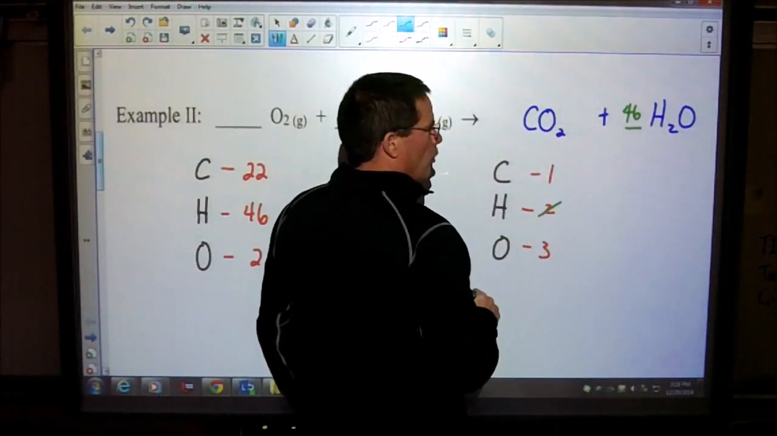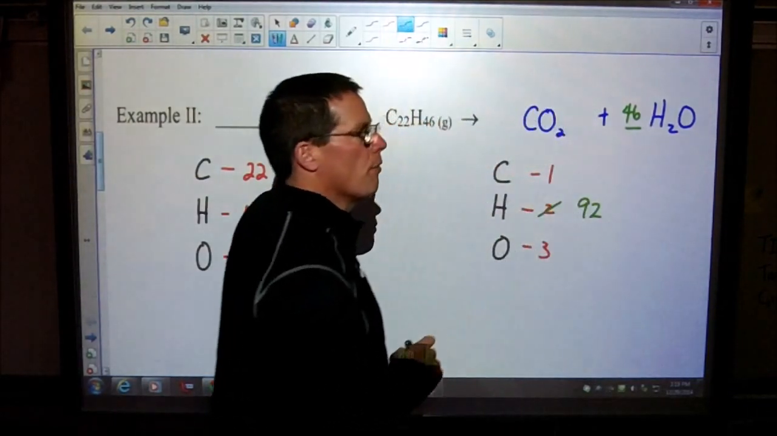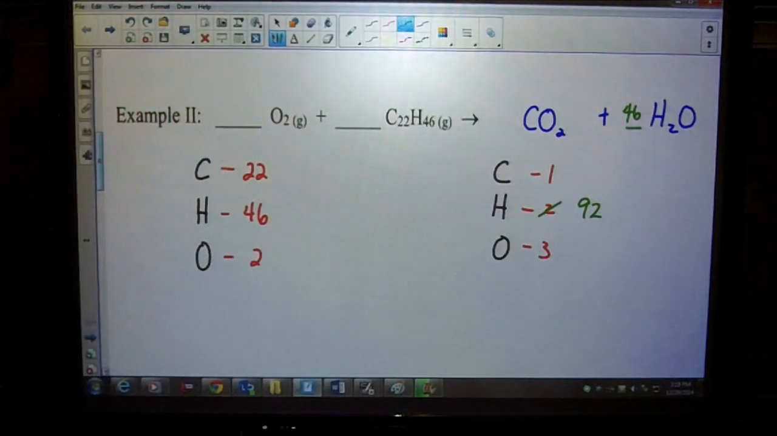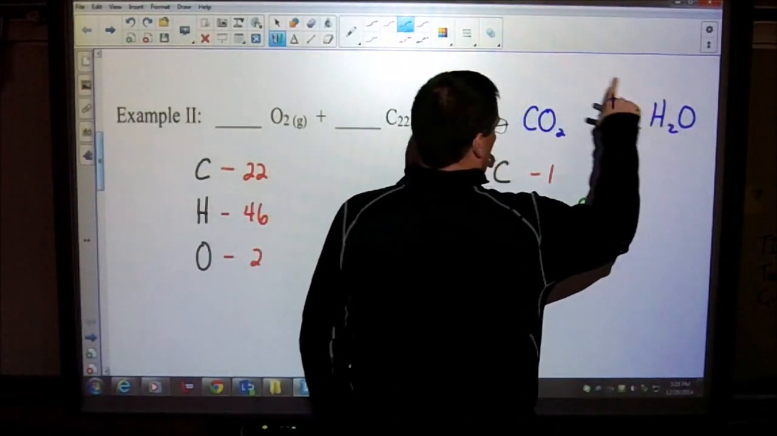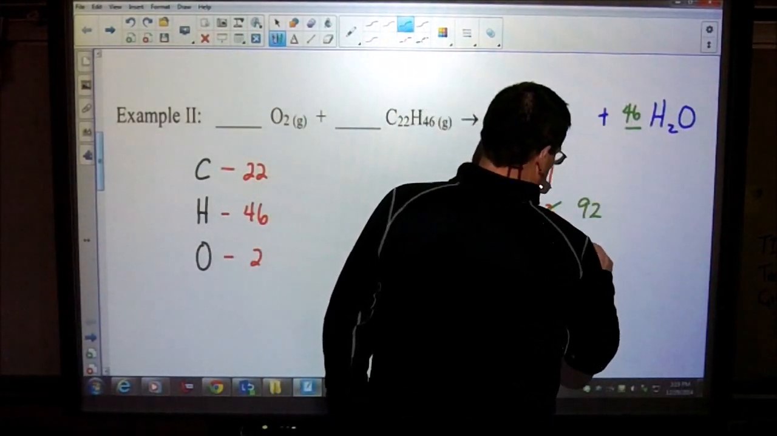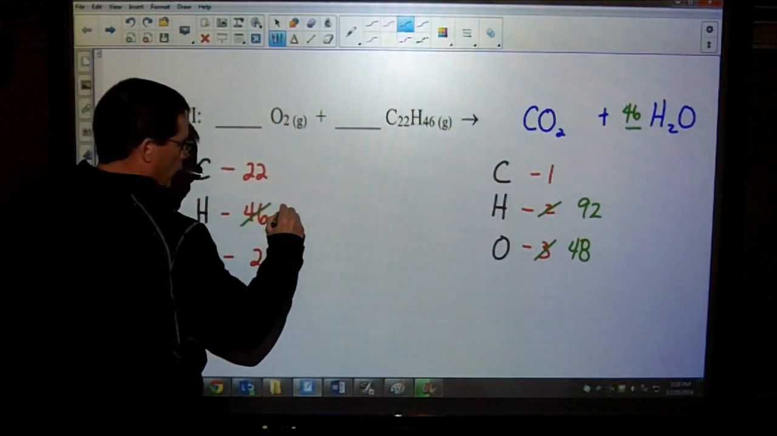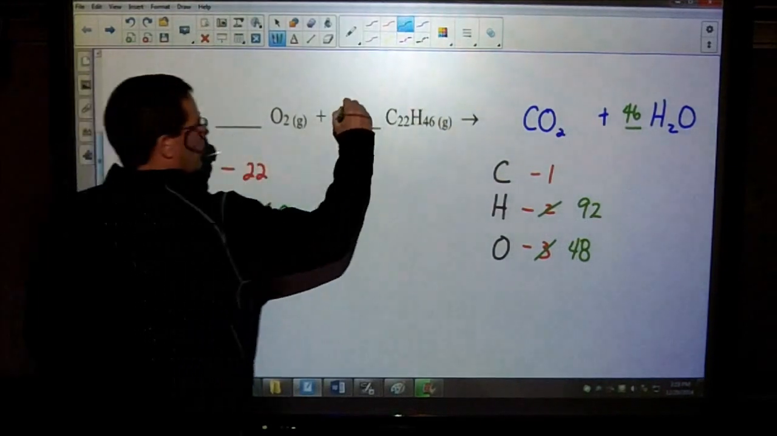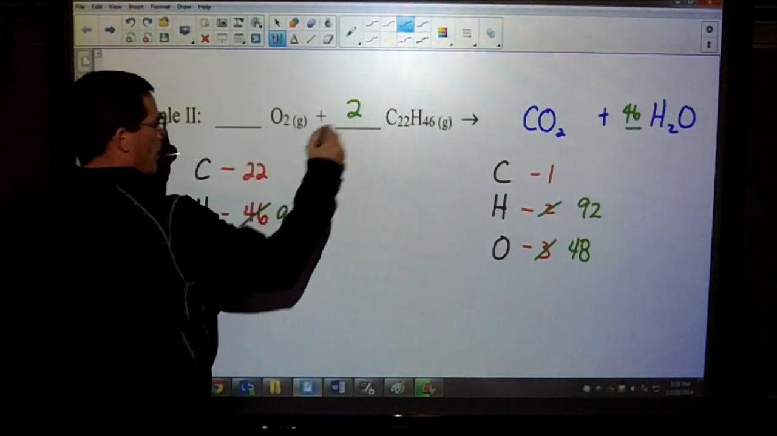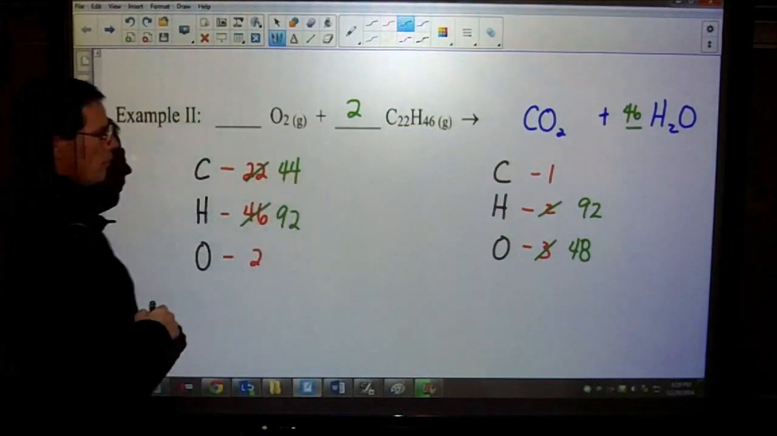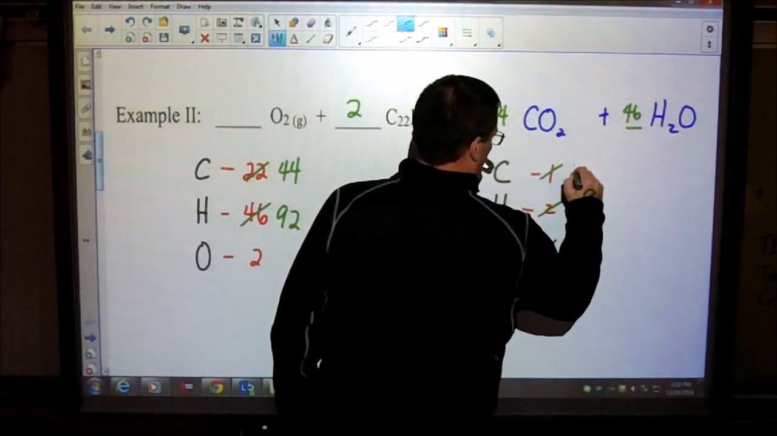So 23 times 2 is 46, and 46 times 2 is 92, I believe, if I'm doing my math right. That is 92. Let's get our oxygen count. So 46 times 1 plus 2 is 48. Don't worry about that, that will change. Let's come over here and fix this one. We need to double this. So now we have 92 hydrogens over here, which now means we have 44 carbon. So let's fix our carbon over here.